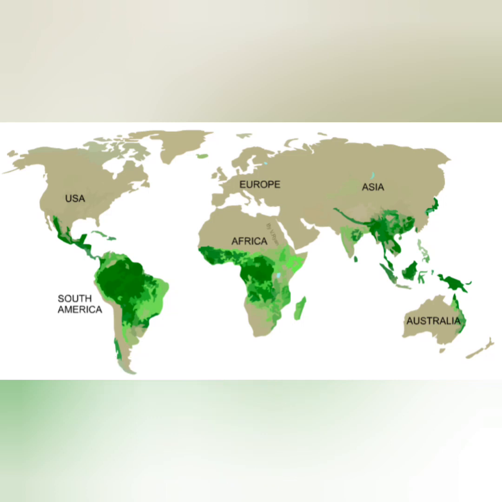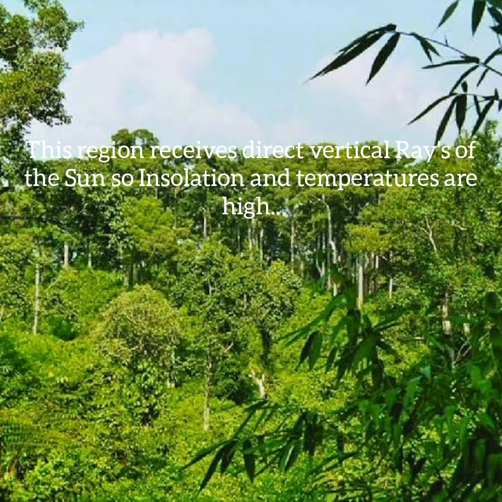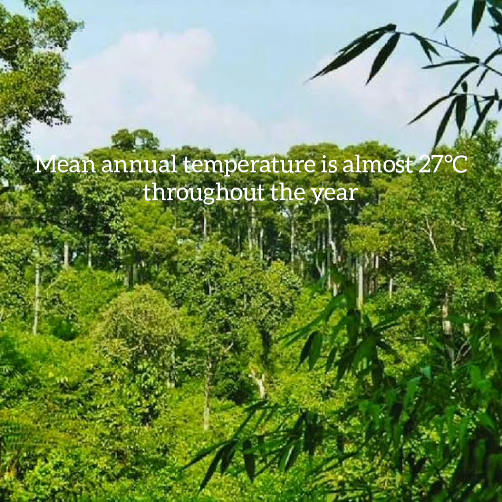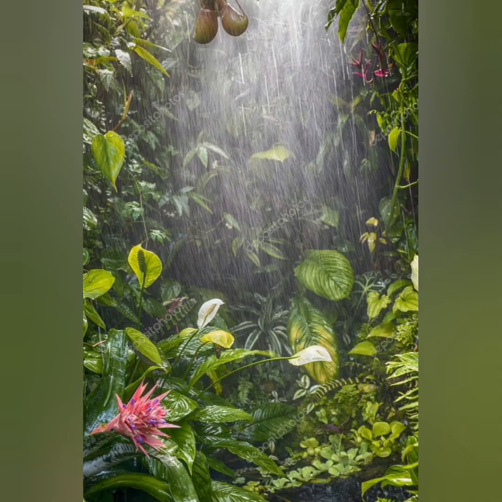This region occupies 6% of the total Earth's surface. The equatorial belt receives direct or perpendicular rays of the sun throughout the year. So the amount of sunshine, or insolation, is really high, due to which the temperatures also become very high throughout the year. The temperature is almost constant. There is no difference between the summer temperature and the winter temperature. The mean annual temperature remains around 27 degrees Celsius throughout the year. So uniformity of temperature is a characteristic of the equatorial forest.